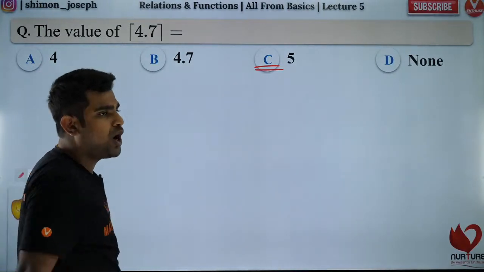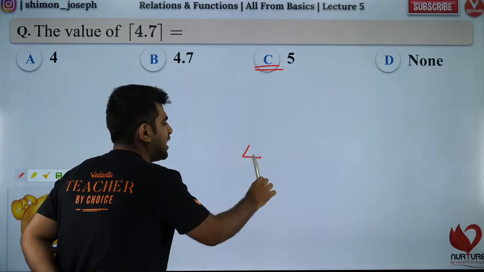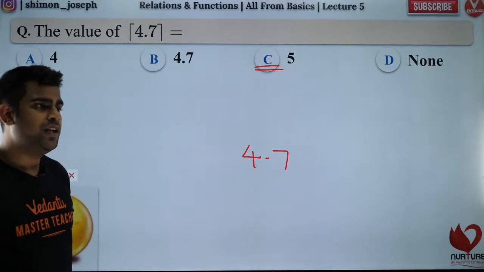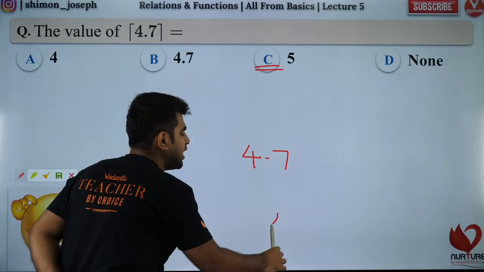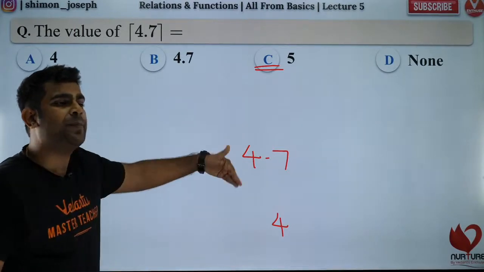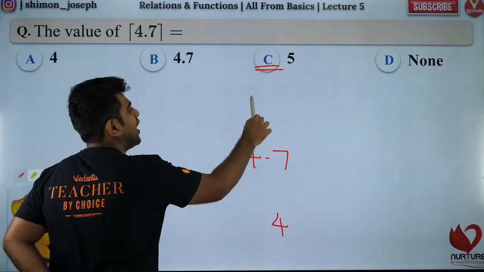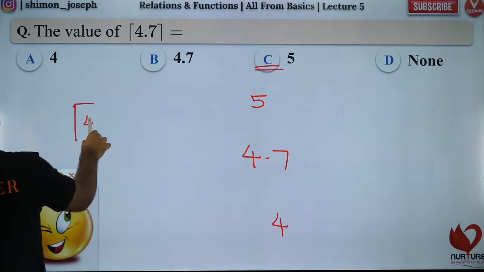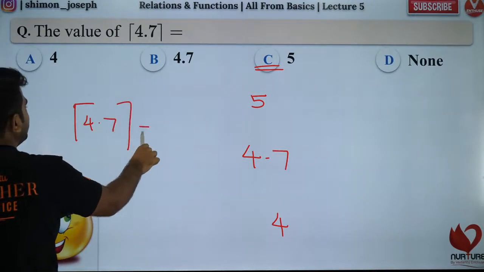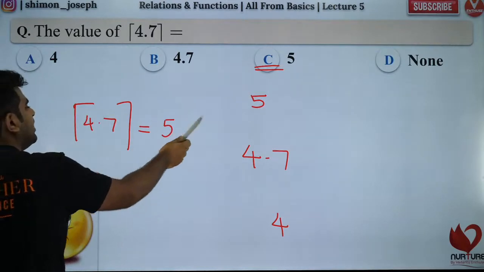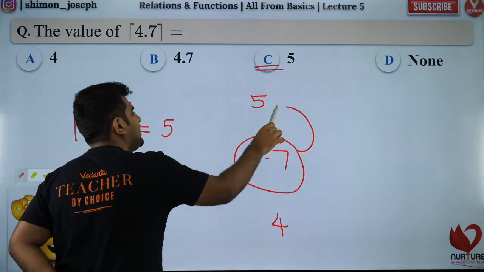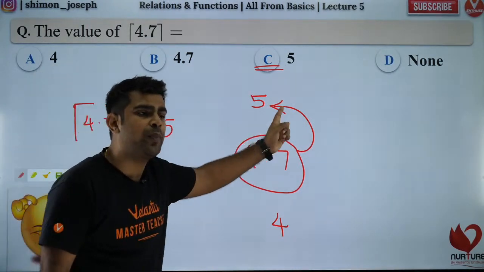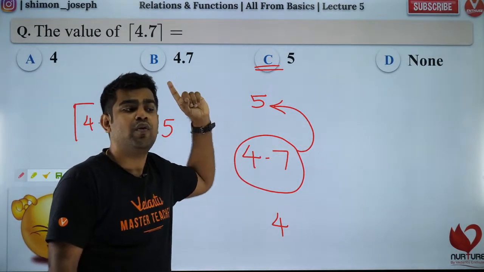A. So let me show how to do it. You write 4.7. What is the previous number to 4.7? The previous number is 4. The next number to 4.7 is 5. So if I ask you what is the ceiling function of 4.7, it is going to be 5, because ceiling means I need to look at the next integer right next to 4.7. So right next to 4.7, it is going to be 5.